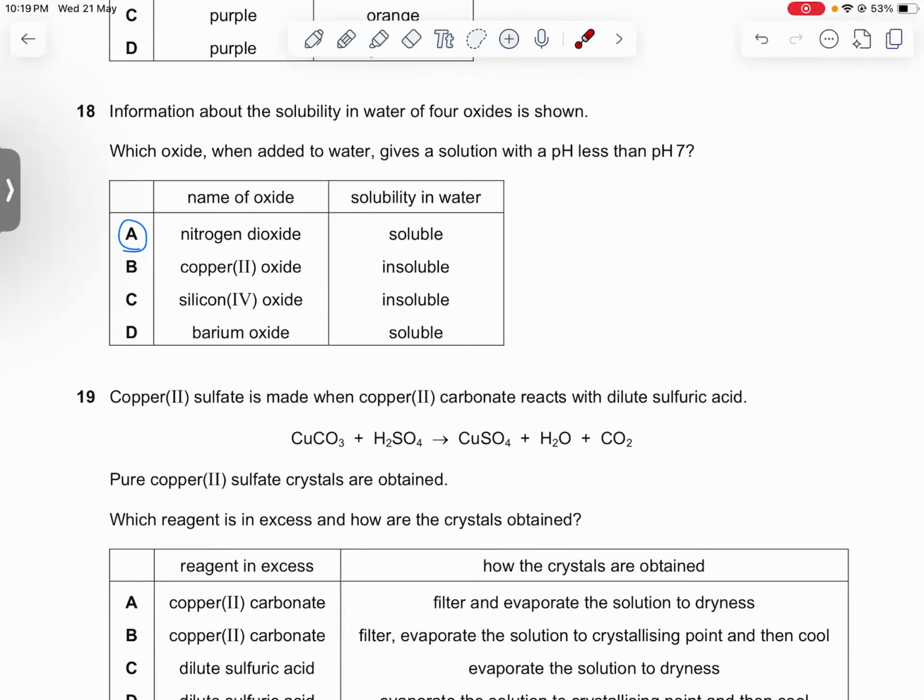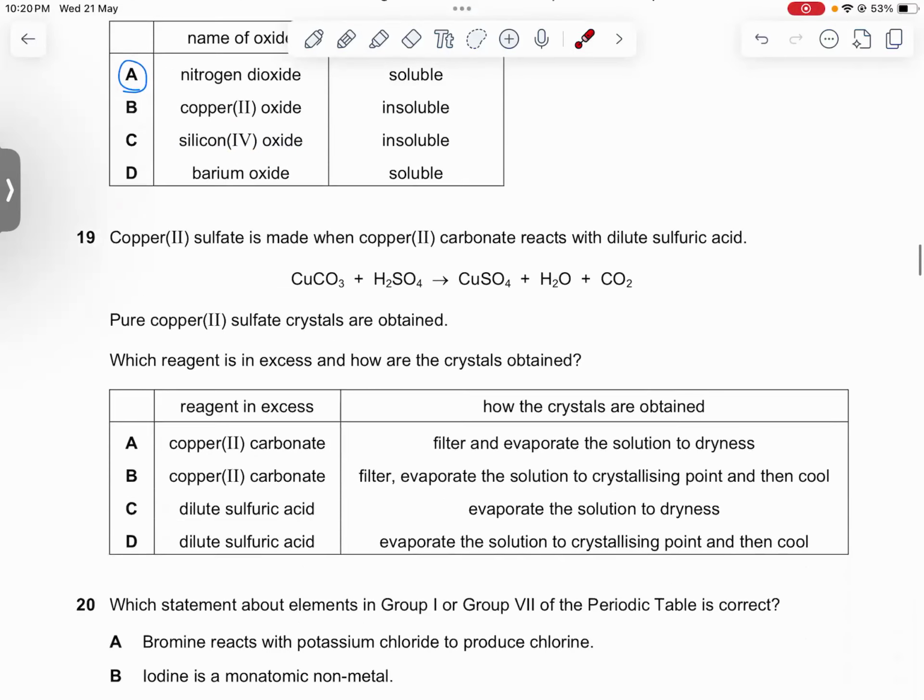We are not supposed to know which oxides are soluble and which are not, but we are supposed to know that nitrogen dioxide is soluble and produces an acidic solution. And we also should know that silicon dioxide is also an acidic oxide, but it is insoluble, it does not dissolve. You see sand, you put it in water, does it dissolve? It never dissolves, right?